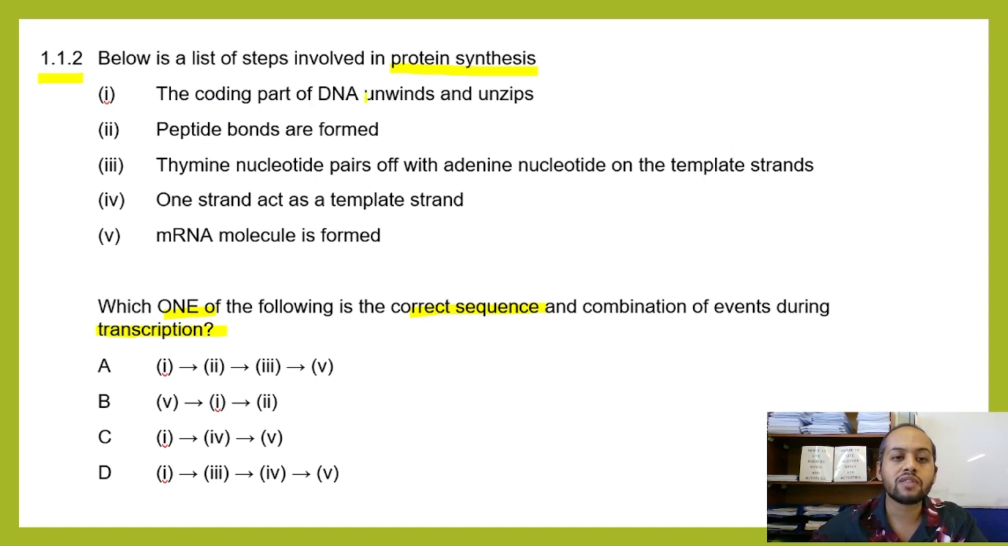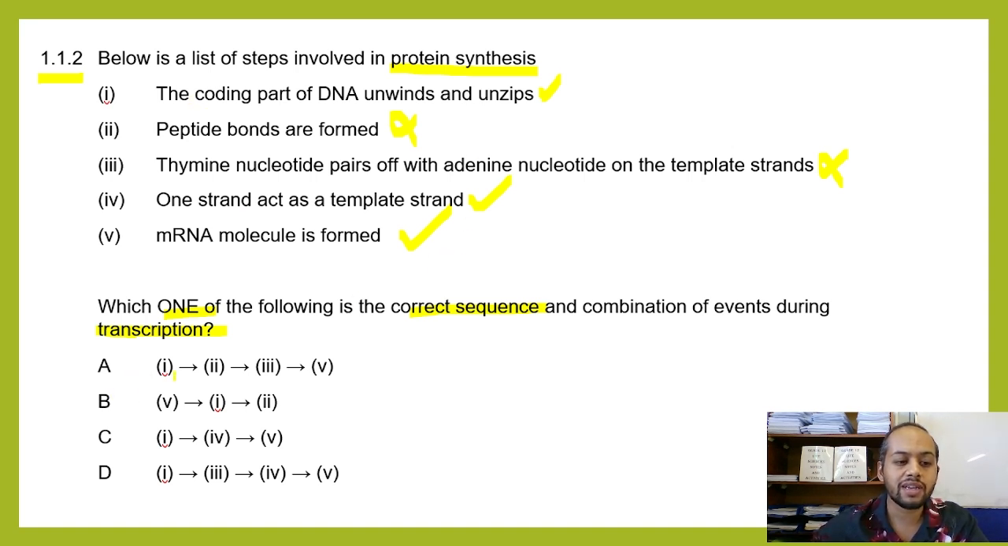The coding part of DNA unwinds and unzips. Is that a step in transcription? Yes. Peptide bonds are formed. No, they are formed in translation. Thymine nucleotide pairs off with adenine nucleotide on the template strand. In transcription, you don't have thymine nucleotides pairing; that occurs in DNA replication. One strand acts as a template strand, yes, and mRNA is formed, yes. So we now need to arrange this in the correct order.